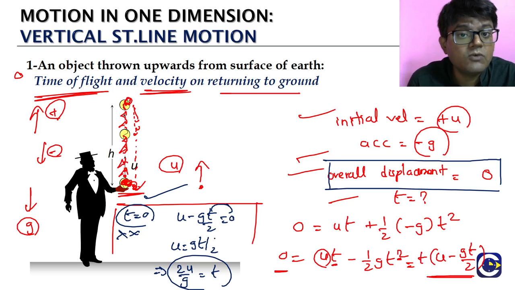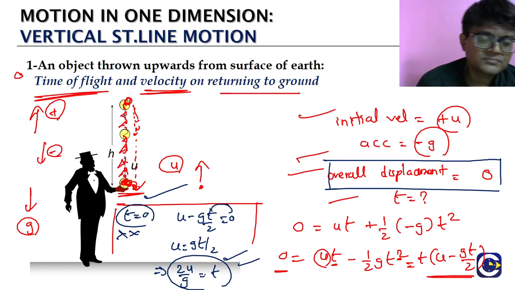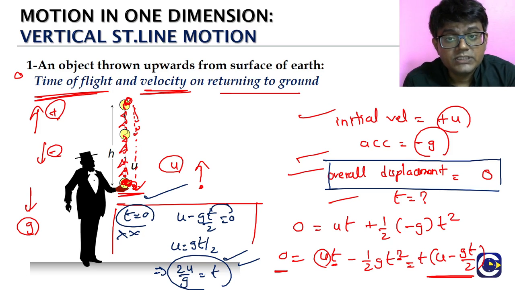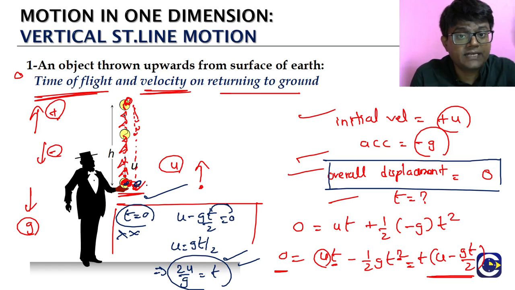But what is our interest? Our interest is in finding the other value, or the other root, of t. What is the other root? 2 times u by g. So this is the time after which the overall displacement again becomes 0, which means this is the point where the object has returned to the ground.